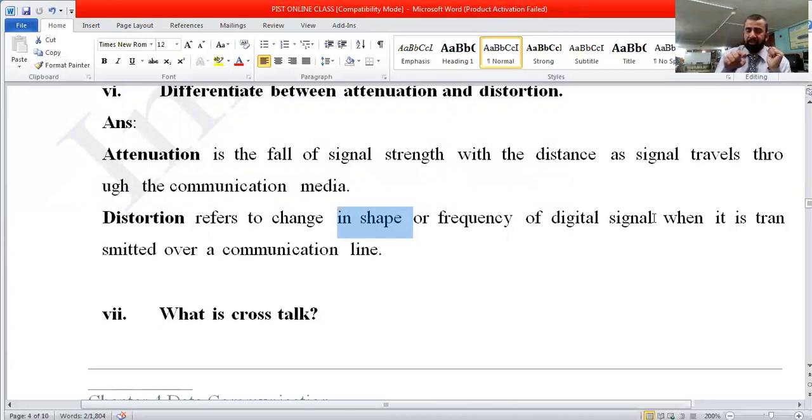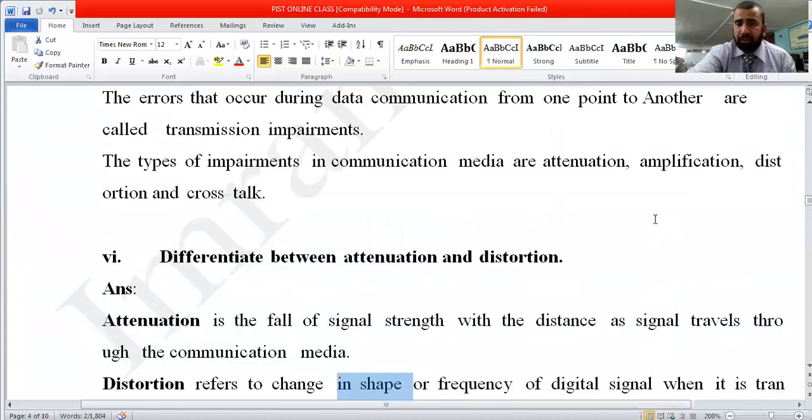For example, first one is zeros, then high frequencies like this, 1 1 1 1 1, but its frequency can be changed. First one's 1, then 0 1 0 1 and so on. So this is called distortion. Next question is for impairment. Types of impairment we have studied: attenuation and distortion.